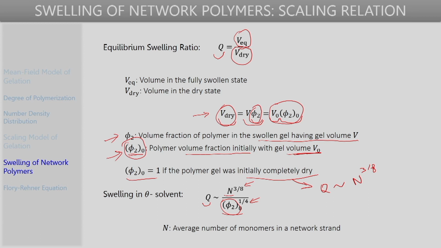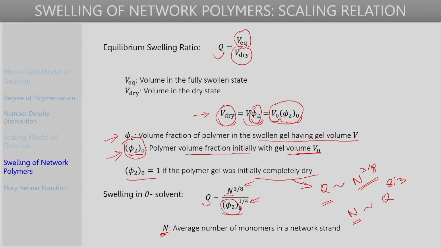So, if you are considering a network strand between two different junction points, n represents the average number of monomers present in such a strand. We see that the equilibrium swelling ratio Q scales as n to the power 3 by 8, or in other words, n will scale as Q to the power 8 by 3. So, if we have an idea of the equilibrium swelling ratio from a given swelling experiment, then we can estimate the average number of monomers present in a given network strand between two junction points.